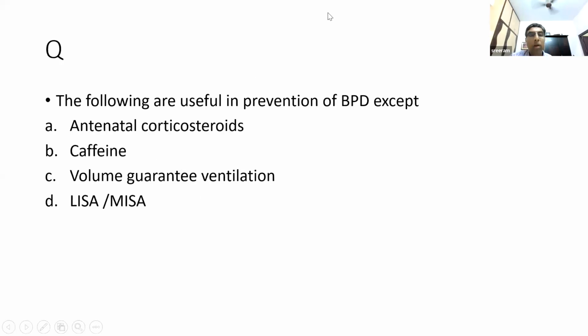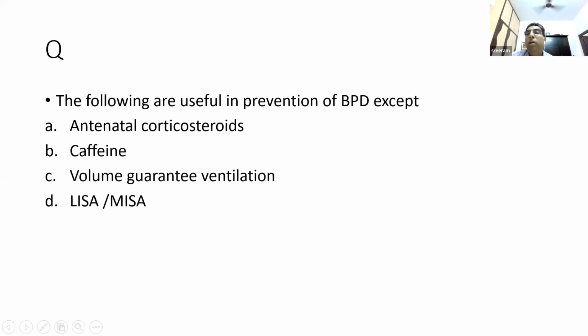So I think this we discussed. So what is not useful in preventing BPD? So very good. It's simple. Antenatal corticosteroids, yes, not useful.